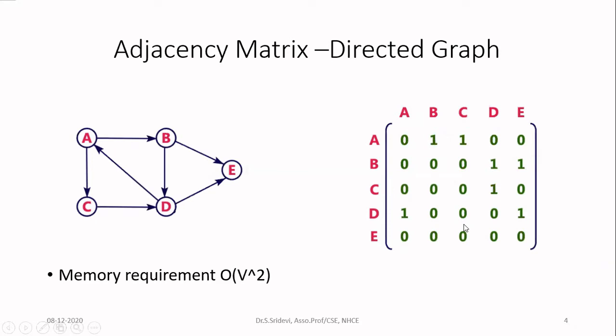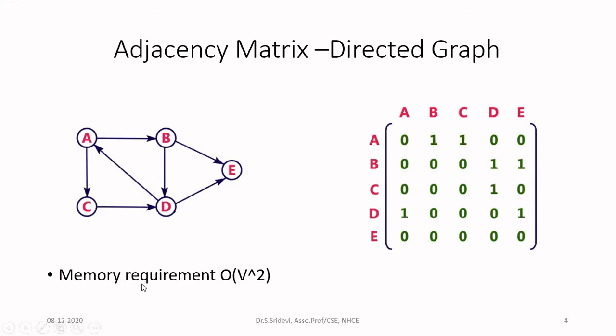So now this is how we are going to represent the adjacency matrix for the directed graph. And if you see, this adjacency matrix for the directed graph will not be symmetric. So that is a very important thing. That is the main difference between directed and undirected.